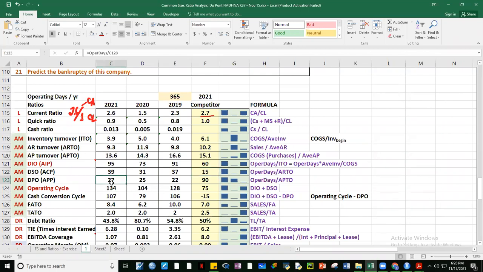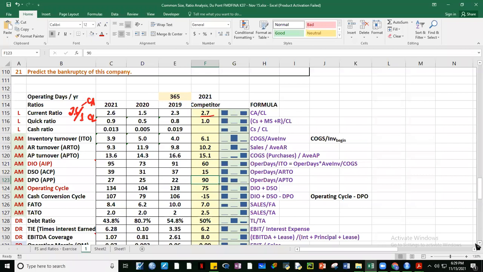Days payable outstanding. Again, ang formula nito related sa payables turnover. So operating days divided by the payable turnover. And we have here 27 days. Ano ibig sabihin ng 27 days? It takes the company on the average to buy the raw materials on account and then 27 days to pay. Okay? So nung 2020, mas maganda to kasi parang binibigyan tayo ng longer terms. Pero guys, si competitor natin 90 days. Okay? Binibigyan siya ng, or it's able to pay its payables on the average 90 days.